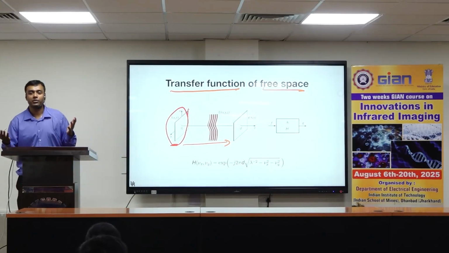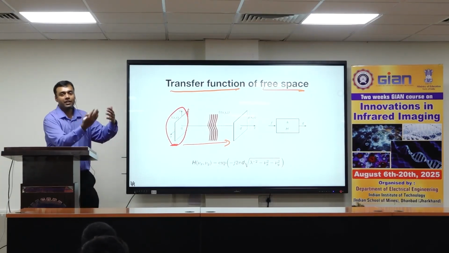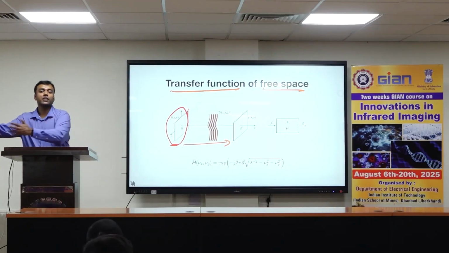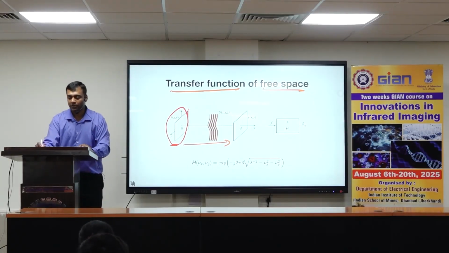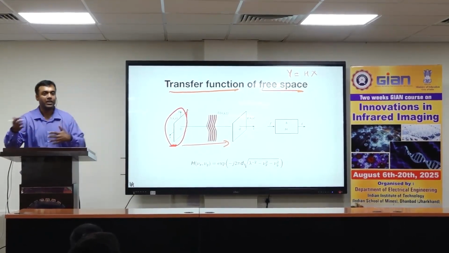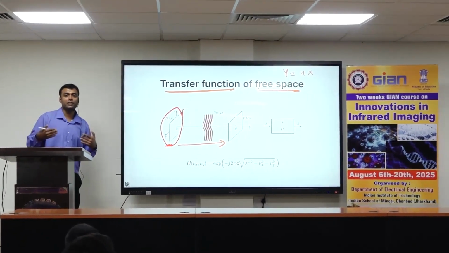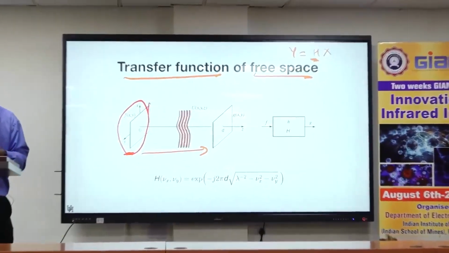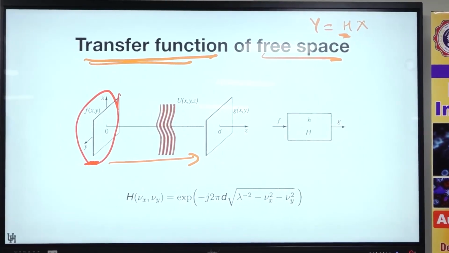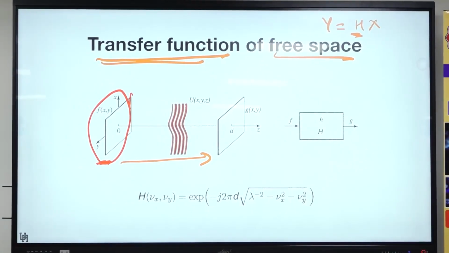So in the Fourier domain, what happens in linear systems is you have an input signal, you multiply it with the transfer function, and you get the output: y equals hx. If you remember your linear systems, in the Fourier domain, y equals hx, it's a multiplication. So if you figure out h, the transfer function, then you can figure out how the light travels. That's essentially what we are doing.